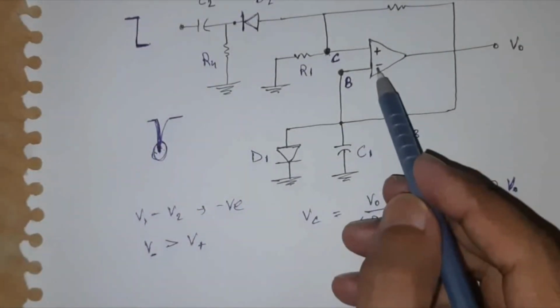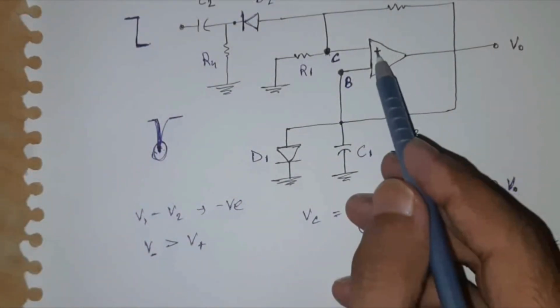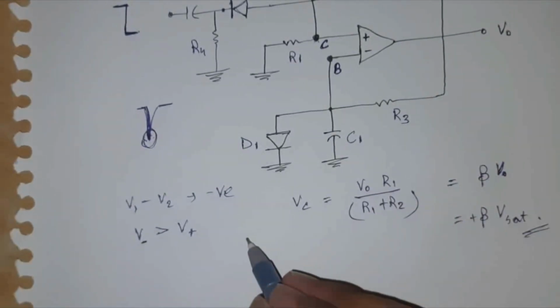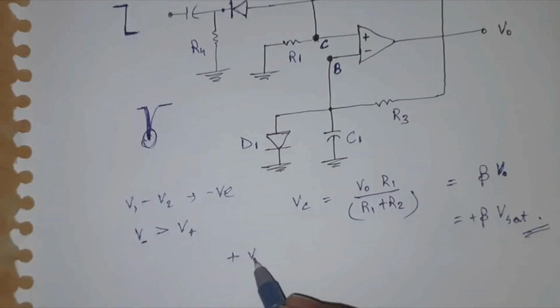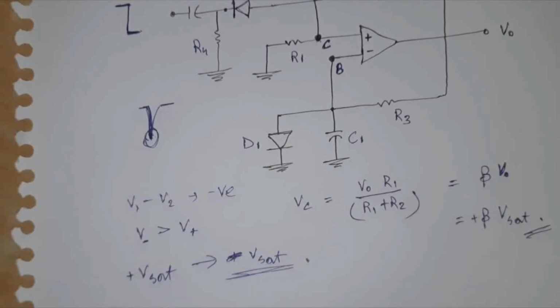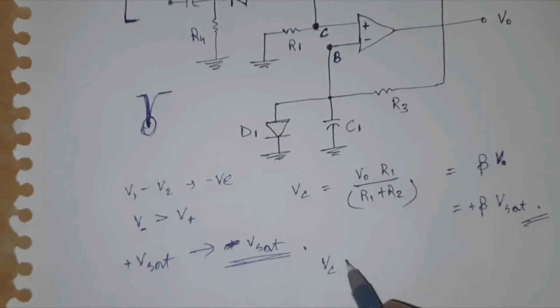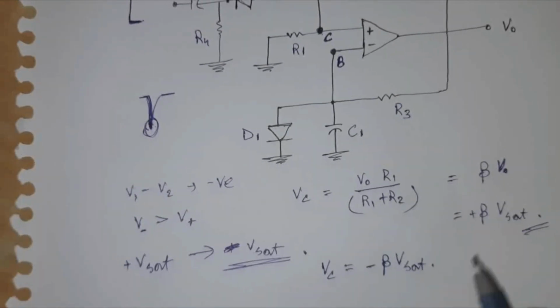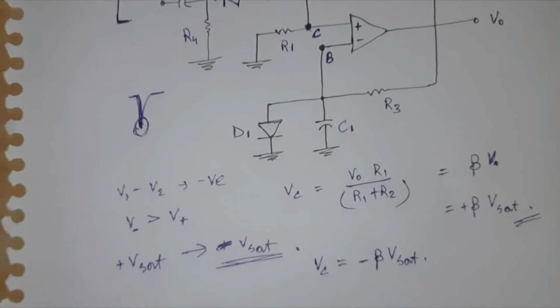Now you all know that since the inverting terminal is at a higher potential than the non-inverting terminal, V out will transition from plus V sat to minus V sat. So what will be Vc? We just have to replace this plus V sat in the Vc equation by minus V sat. So Vc will be obtained as minus beta V sat.